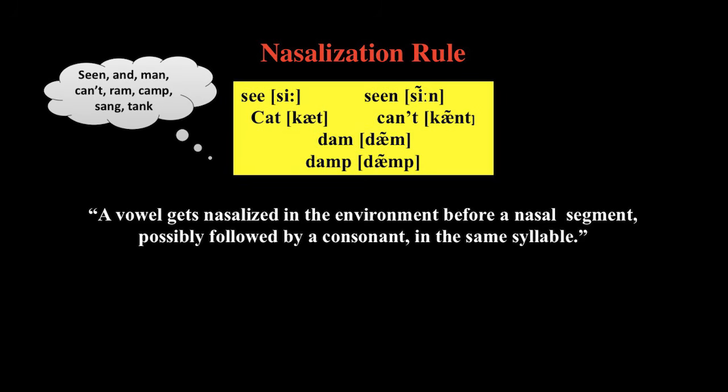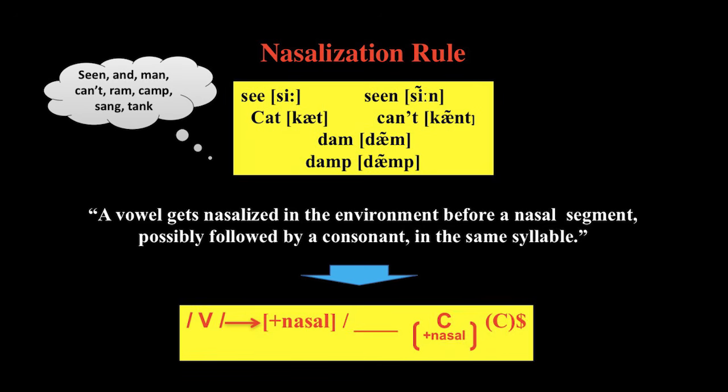syllable. Now, how can we translate these phonological rule statements into a formal phonological rule notation? We simply write a vowel becomes plus nasal whenever it is followed by a consonant that is plus nasal, possibly followed by another consonant in the same syllable. What do we write exactly? We use the symbol V between slashes to refer to a phoneme, a vowel phoneme, then followed by an arrow, which means becomes, and followed by a phonetic change, which is exactly plus nasal between brackets.